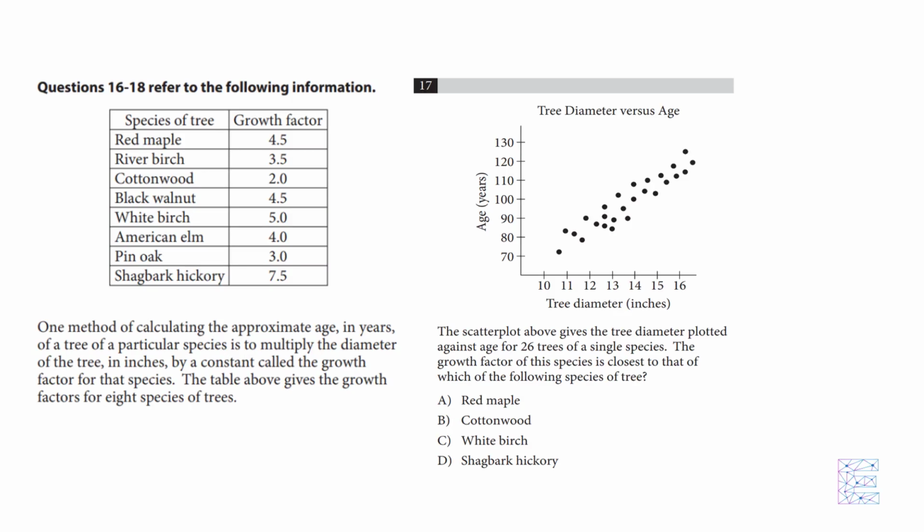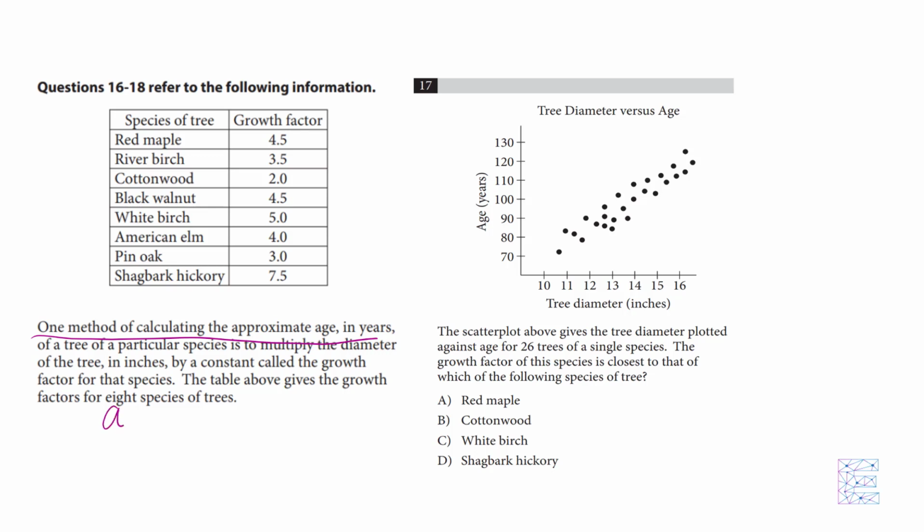One method of calculating the approximate age in years of a tree of a particular species is to multiply the diameter of the tree in inches by a constant called the growth factor for that species. The table above gives the growth factors for 8 species of trees. So actually this is giving us a nice equation.